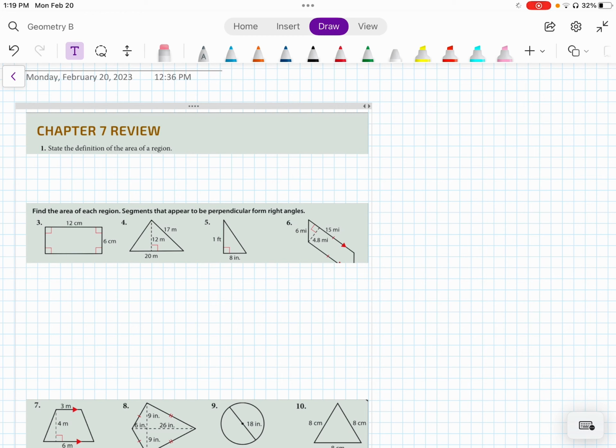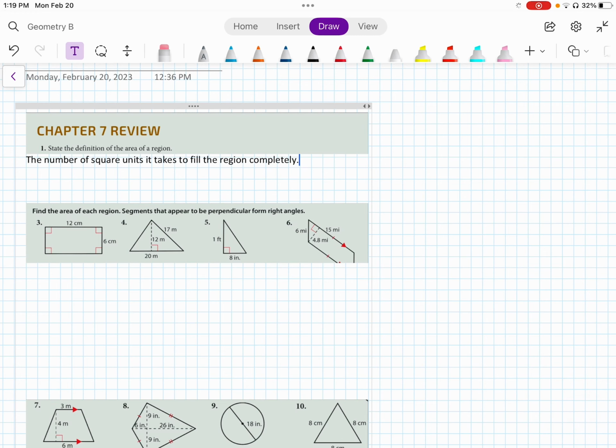It is the number of square units it takes to fill the region completely. So that's the definition of area. Make sure you know that. That will definitely be on the test.